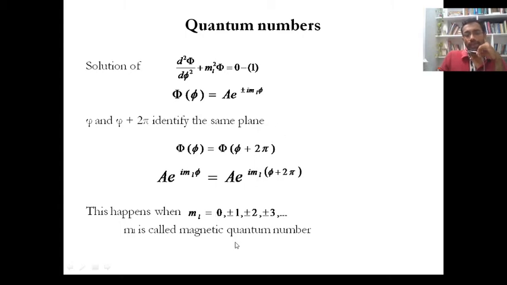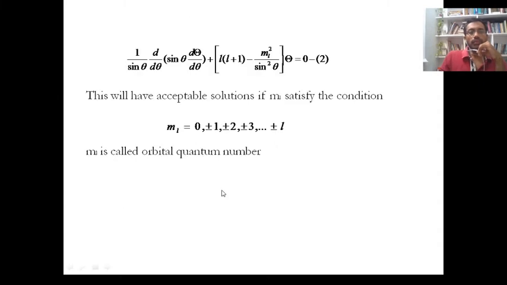So here that ml is named as the magnetic quantum number. So the thing we get from the first equation is the magnetic quantum number. Then we are going to the second equation. It is the equation 1 by sin theta d by d theta sin theta d capital theta by d theta plus L into L plus 1 minus ml square by sin square theta capital theta equals 0. It is the equation with us.